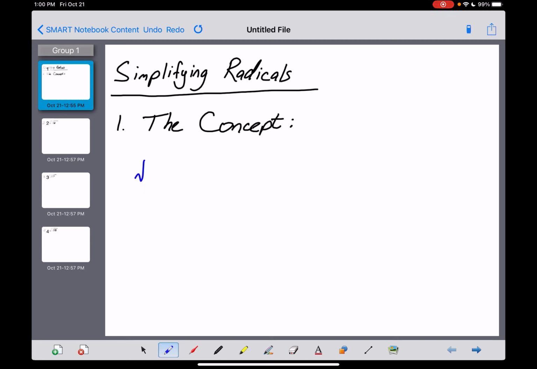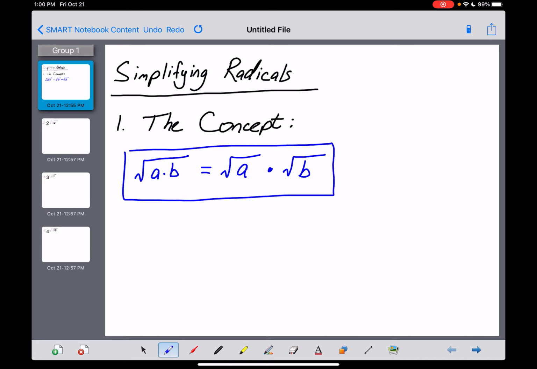Anytime you have the square root of a number that can be expressed as a product of two other numbers, a times b, that square root can be split up into the product of two individual square roots. You can break this up and make it the square root of a multiplied by the square root of b. So the square root of a product can be rewritten as the product of two individual square roots. And I'll kind of demonstrate that in the problem we're about to do next.